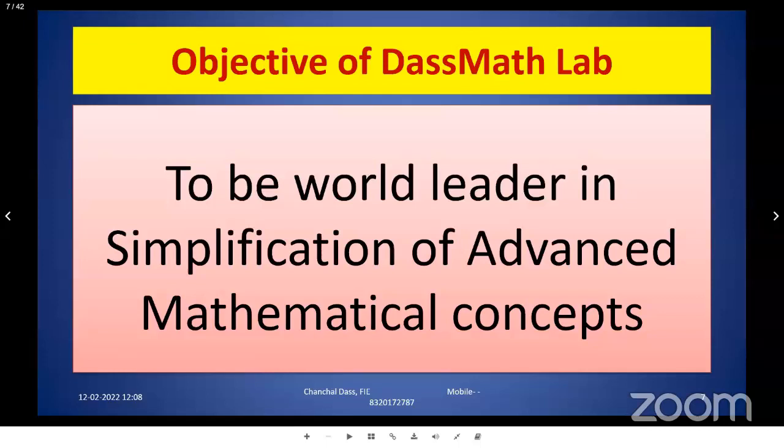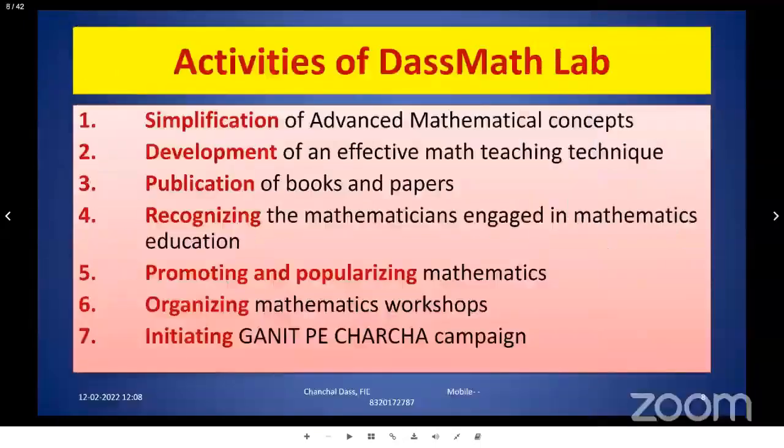What does the DassMath lab want to do? We want to be the world leader in simplification of advanced mathematical concepts. Anybody who is facing a problem in understanding any concept of mathematics from any corner of this world, we should be able to help them. Our activities are simplification of advanced mathematical concepts, development of effective math teaching techniques, publication of books, recognizing the mathematicians engaged in mathematics education, promoting and popularizing mathematics, organizing mathematical workshops, and initiating the Ganit Pe Charcha campaign.